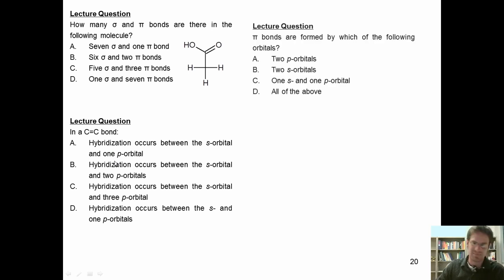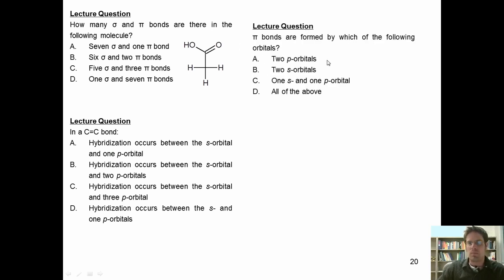Man, I got to take a nap. Here's the deal. This question is kind of a convoluted way of really asking you what is the hybridization of these carbons in a carbon-carbon double bond. Can you figure out the answer? I hope so. Next question.